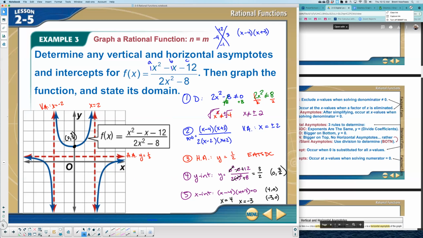And finally, we have two x-intercepts. This x-intercept is at -3. Let me put it as a coordinate point: (-3, 0). 1, 2, 3. That's at -3. And this intercept, 1, 2, 3, 4, is 4 to the right. So everything we did there is correct. The domain is all reals except for -2 and 2. Exactly what we had. So our math was correct.